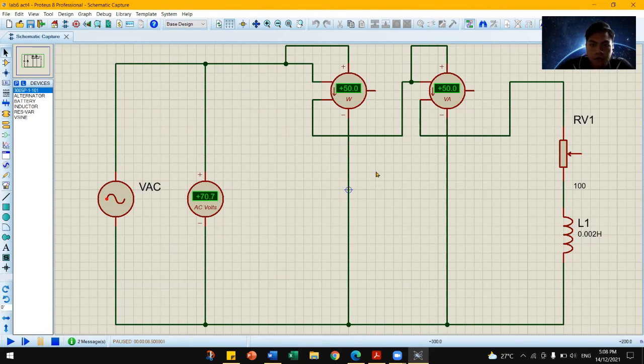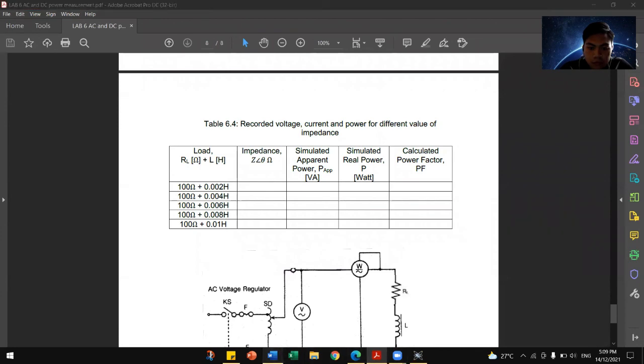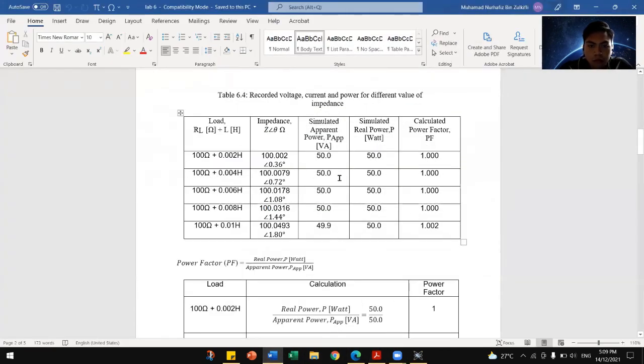So this is the final value for this load. We get 70.7 volts. For watt, we get 50, and for apparent power we get 50. This is the result that we get from all the impedances that we already calculated.